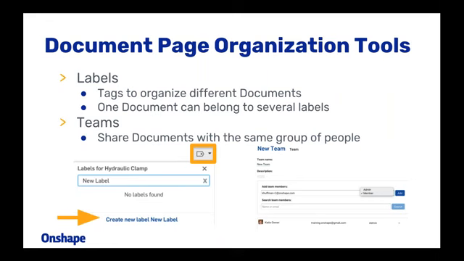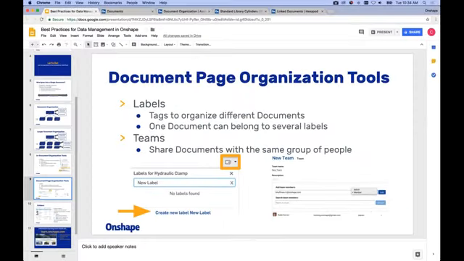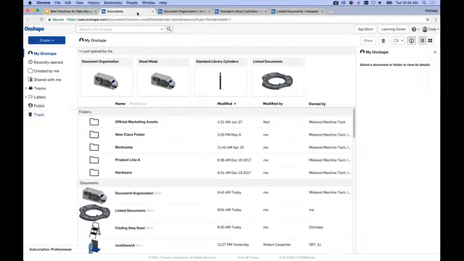And there's really two ways to do this, essentially. There's labels and there's teams. And I want to stress both of them because they each have their independent use cases, but they are definitely worth checking out if you're asking yourself, how do I start organizing my documents? So let's go over those. I'm going to start with labels.